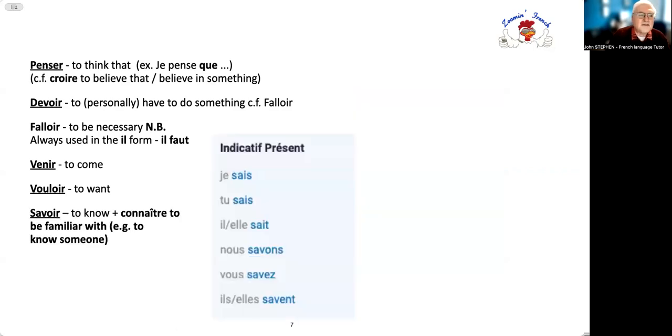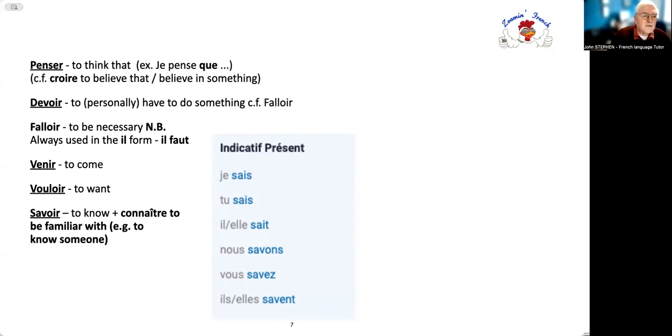The verb savoir, to know. Now, I'm going to say straight out, this is tricky for English speakers. Why? Because we have one verb and it's to know. However, in French, they have two different verbs. One is savoir, to know, and the other is connaître.